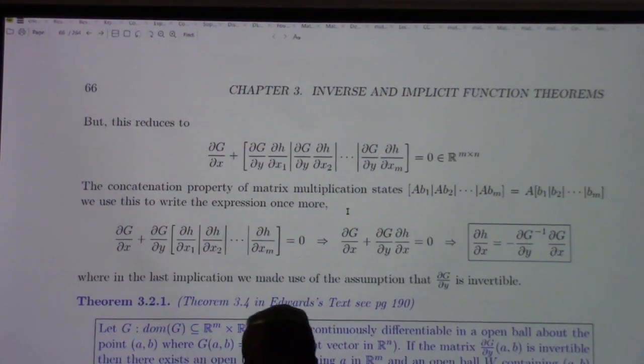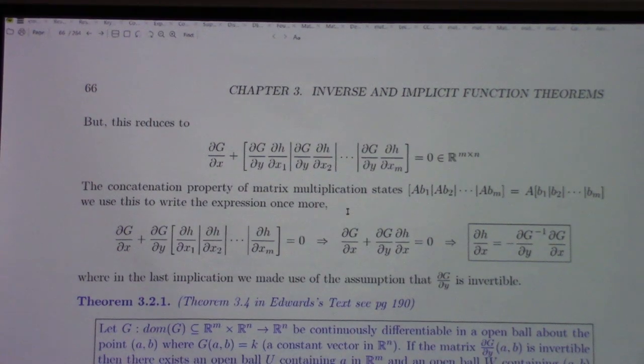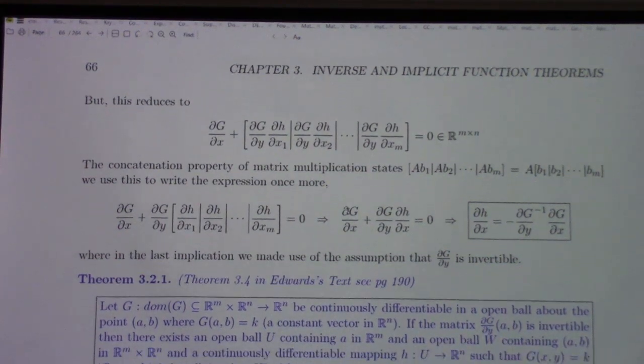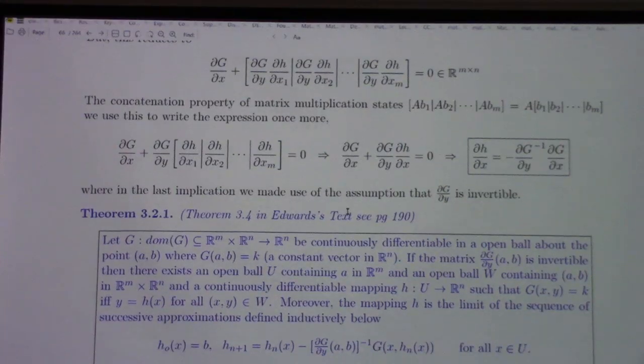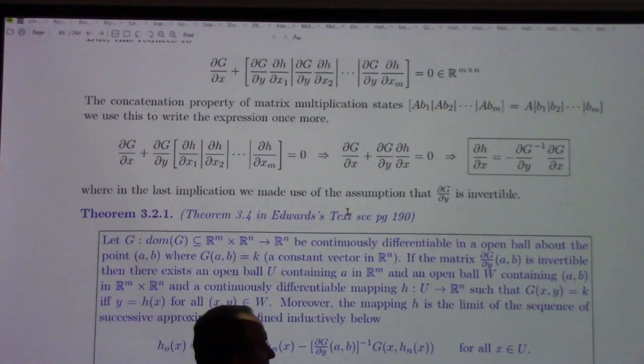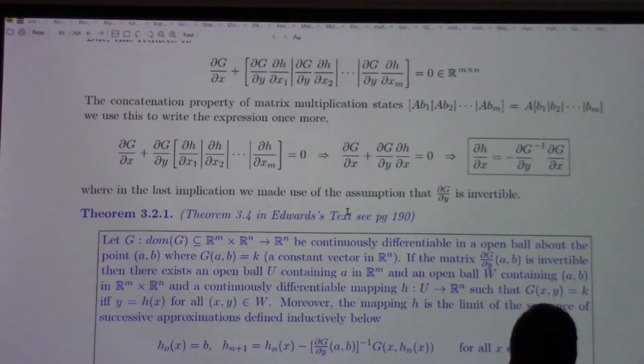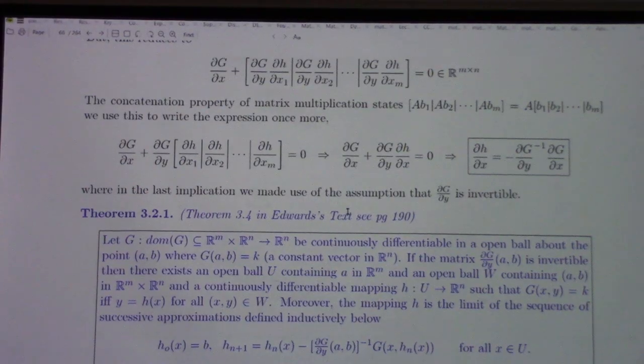It tells us not only is there a solution, we can write the derivatives of that solution in terms of these same matrices in this way. Yeah. Is that G inverse the G inverse that converges to? No, that is G inverse. That is the inverse of the Jacobian. So G is given. Different G.